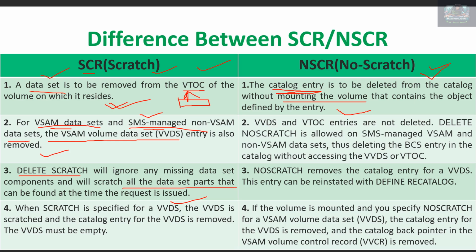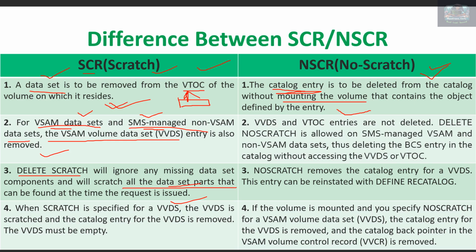As I told you, if it's a VSAM data set, it will have different components, right? It will have a data component, index component, alternate index. So the scratch parameter will not check for any of that. It will simply scratch out the whole data set from the system. It will remove its entry from the VTOC, from the VVDS, everywhere. Even the data set parts will be removed when you give a delete scratch.